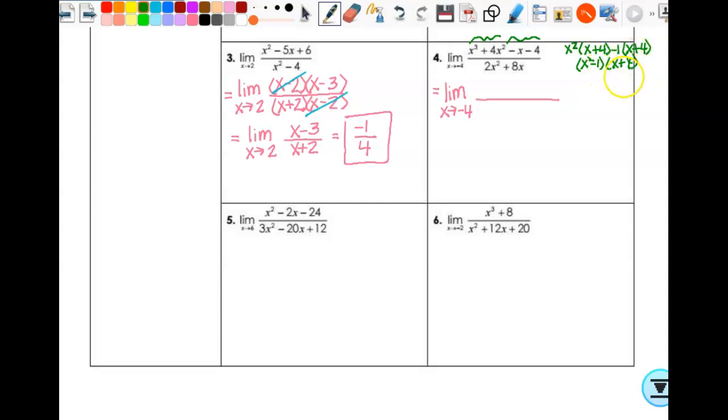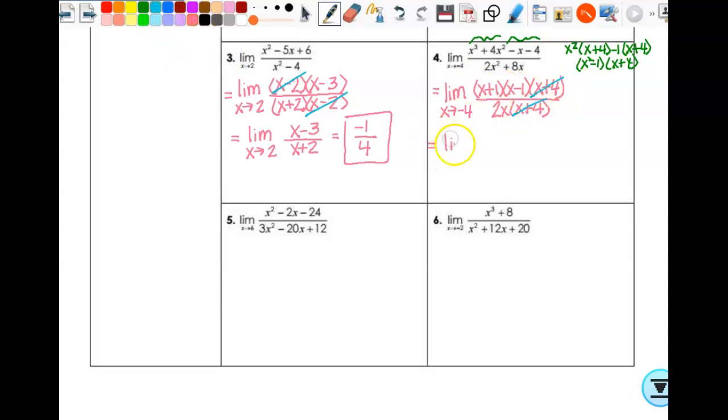Can I factor some more? Yes, because that's a difference of squares. I'll just do that as I write it in here. So it'll give me x plus 1 times x minus 1 times x plus 4. Denominator, I can factor out a 2x, which leaves me with x plus 4. Okay. Then I can reduce x plus 4 with x plus 4.